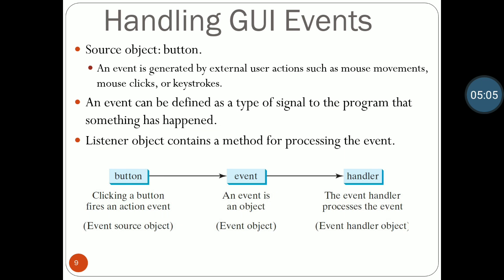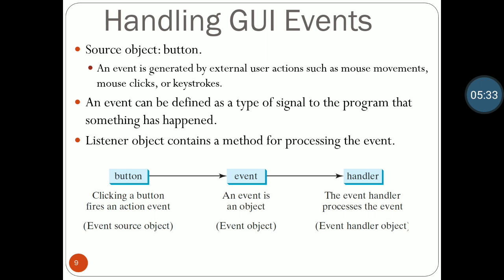Now let's see how to handle GUI events. First of all, what is a source object? Here let's take an example, button. An event is generated by external user actions such as mouse movement, mouse click or keystrokes. Means if you are dragging something, if you are clicking anywhere, or you are pressing any key on the keyboard.